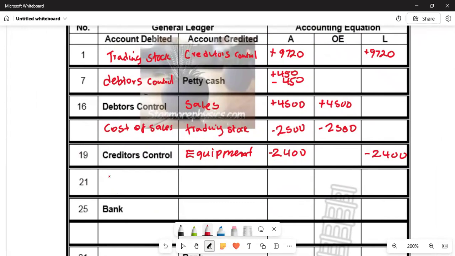So we are going to have what? Debtors allowance. Debtors allowance is debited as it is an expense because those are the sales returns. They return back to us as a business. And then we are going to credit what? Debtors control. Because debtors are the ones who are returning what? Who are returning the goods to us. Debtors control.